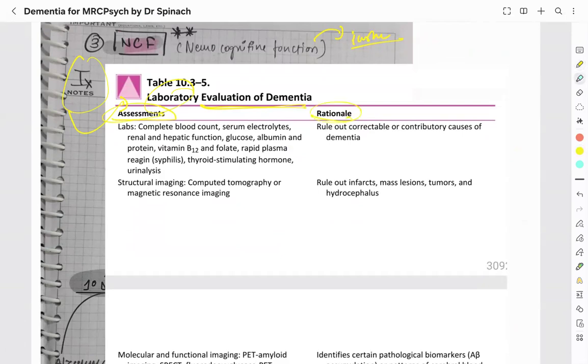Going into labs, we do complete blood counts, serum electrolytes, renal and hepatic function, glucose, albumin, protein, vitamin B12, folate, rapid plasma reagin for syphilis, TSH, urinalysis. We already discussed this: rule out correctable or contributory causes of dementia. Structural imaging would include CT and MRI to rule out infarcts, mass lesions, tumors, and hydrocephalus.